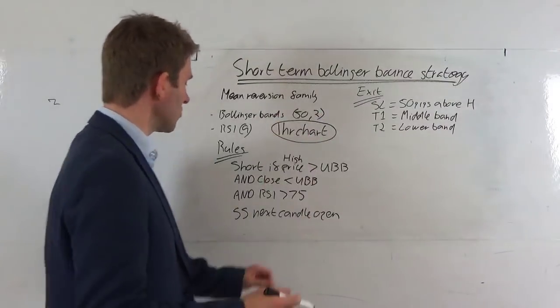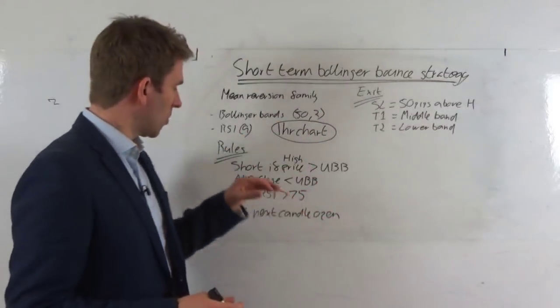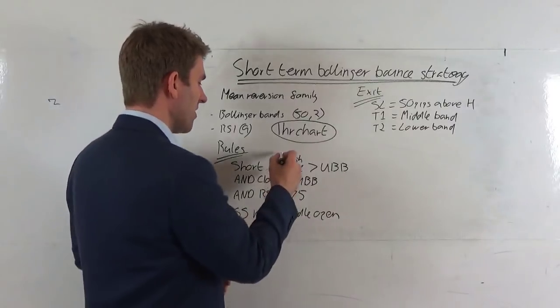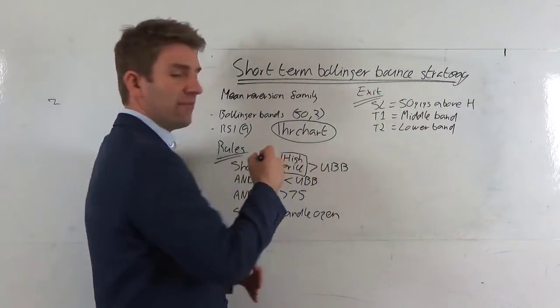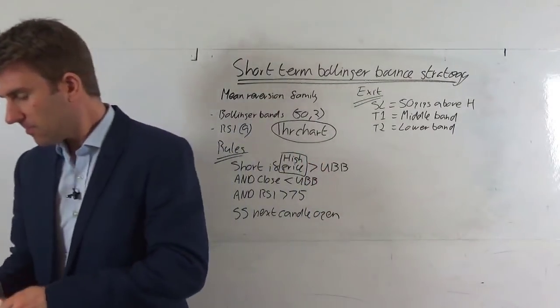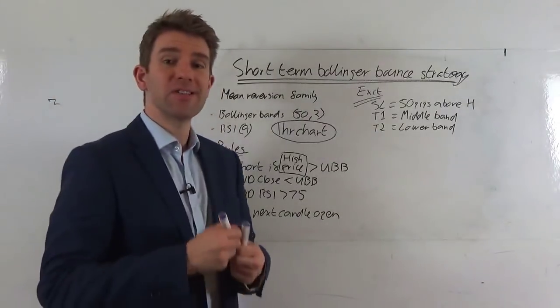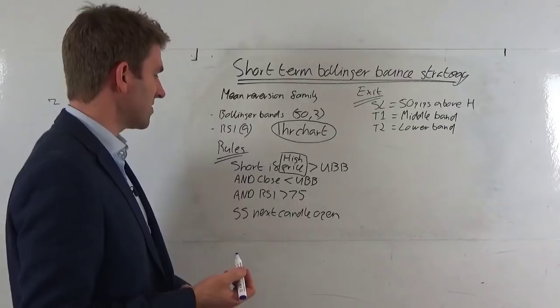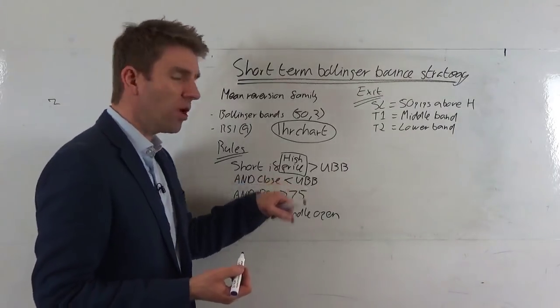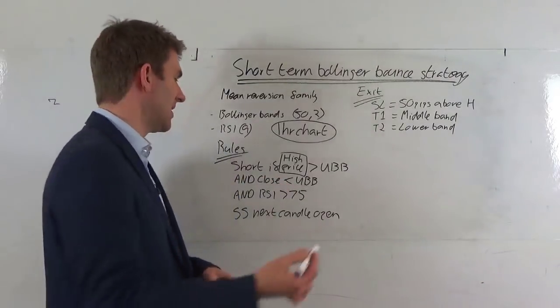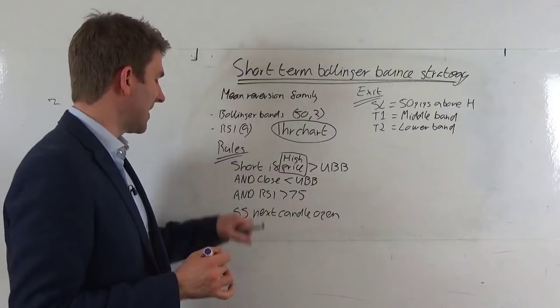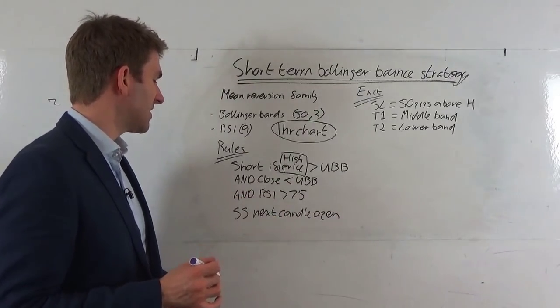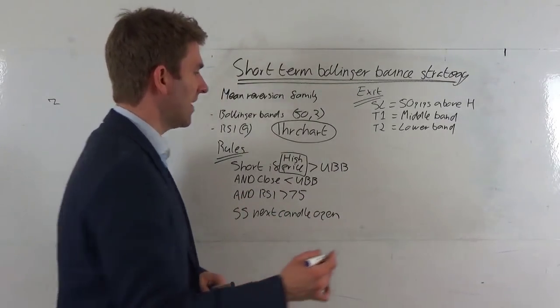All right, let's look at the rules. For the short side, we are going short if the price high is greater than the upper Bollinger Band, I'll illustrate this in a second, and the close of the signal candle is less than the upper Bollinger Band, and the RSI is greater than 75. We're selling short on the next candle open.